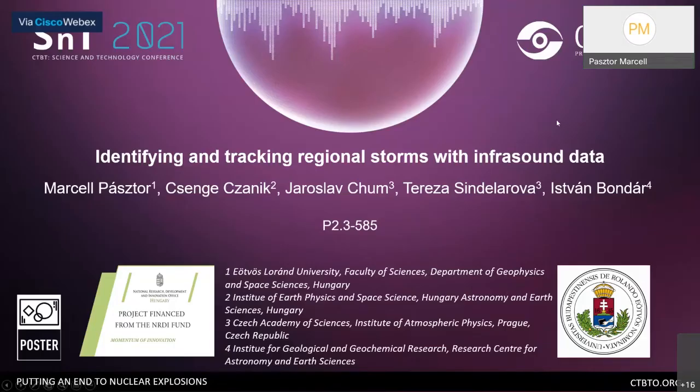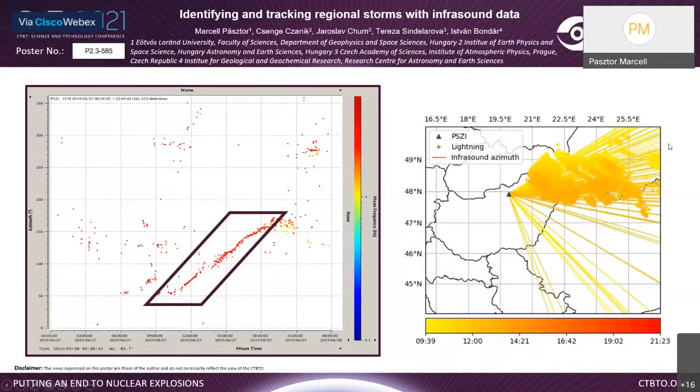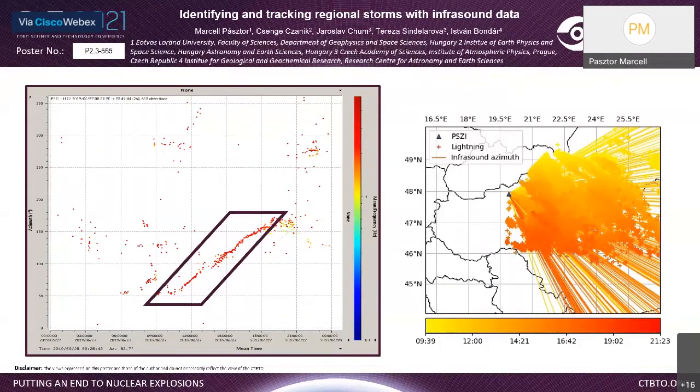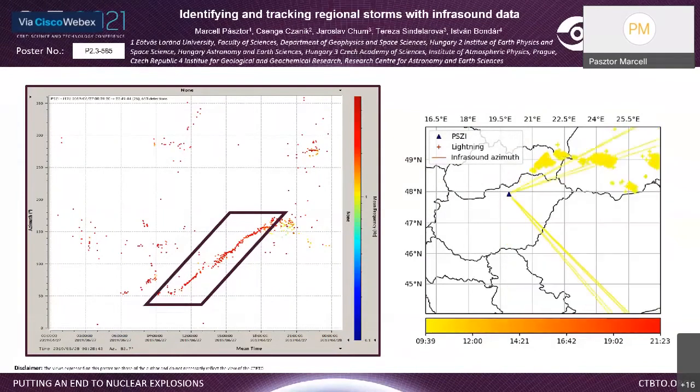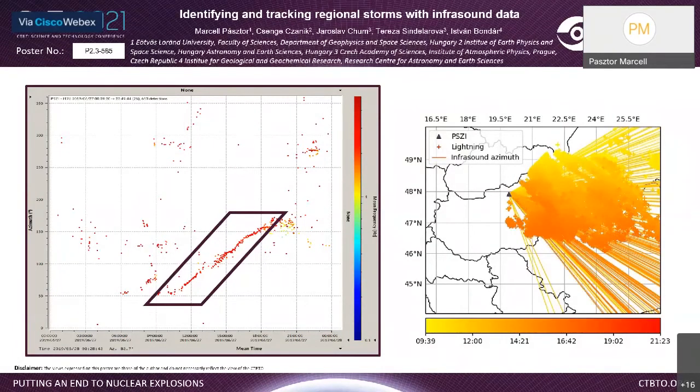So in this study, we wanted to link infrasound detection to storms and lightnings. According to our hypothesis, storms appear as longer, shorter sections on the time versus azimuth diagram as they move in time. We searched for storms between May and September each year from 2017 to 2020. For that, DIVA was used.